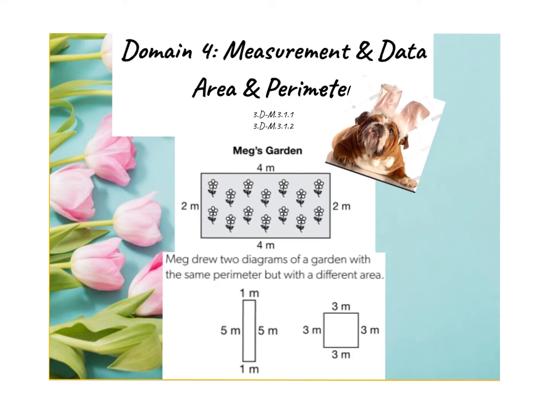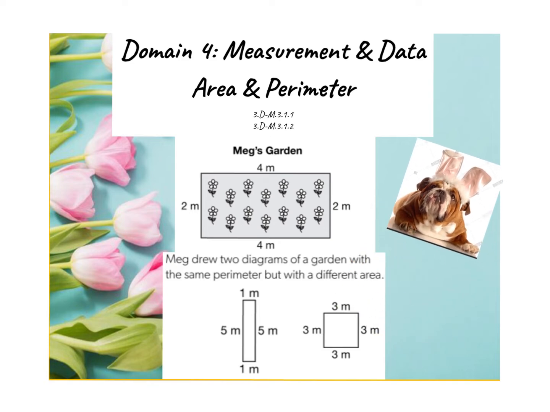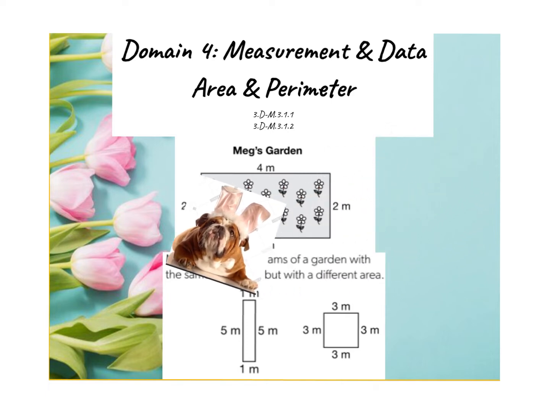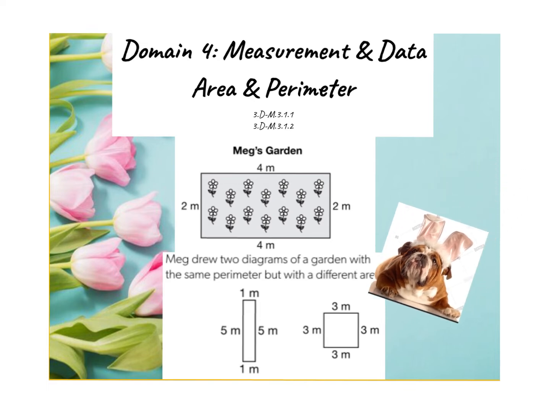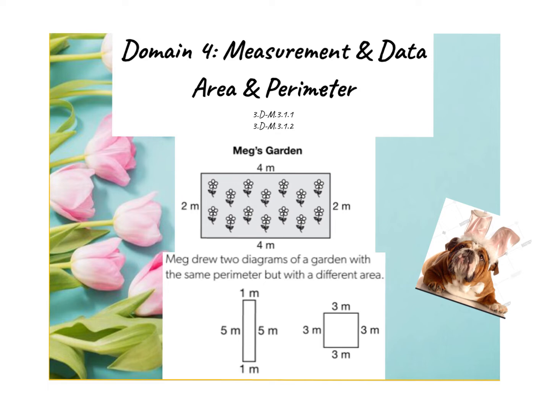Hey friends, today we're going to talk a little bit about combining area and perimeter. Let's practice with this example. Meg's garden is over here, so we can see that it is 4 meters by 2 meters. It says Meg drew 2 diagrams of a garden with the same perimeter, but with a different area. So let's just double check this real quick, okay?